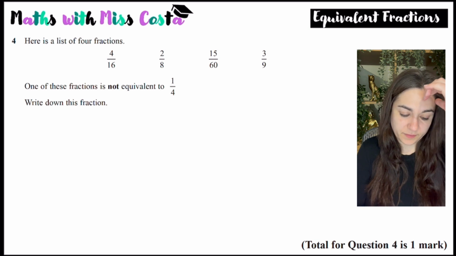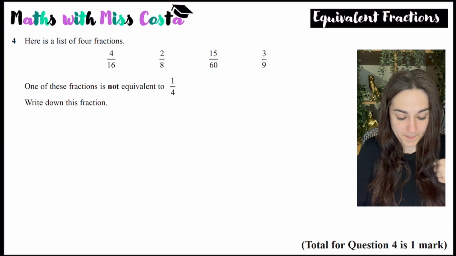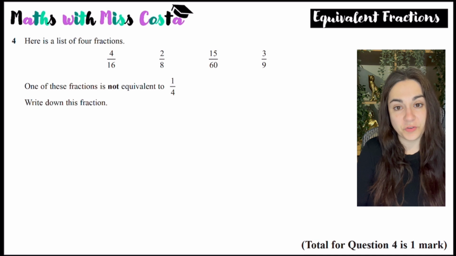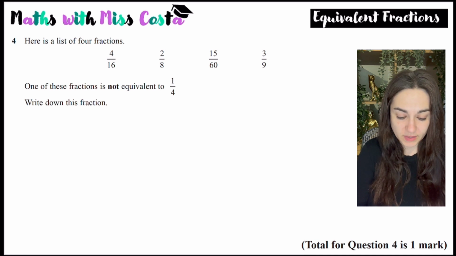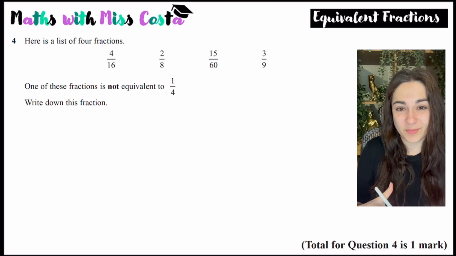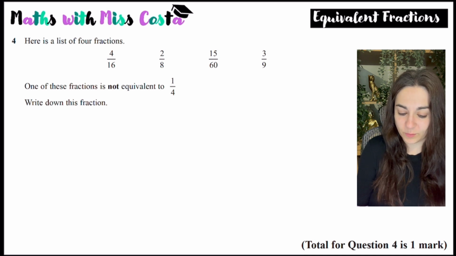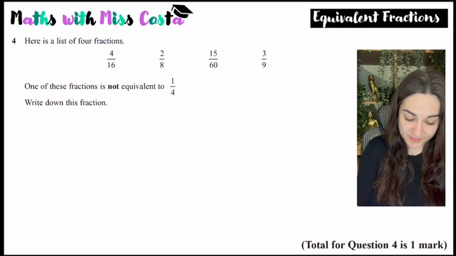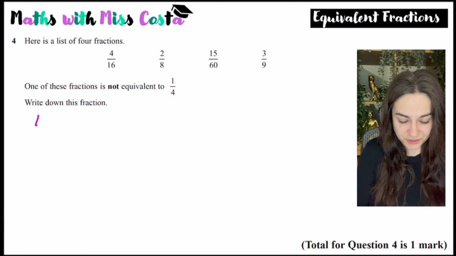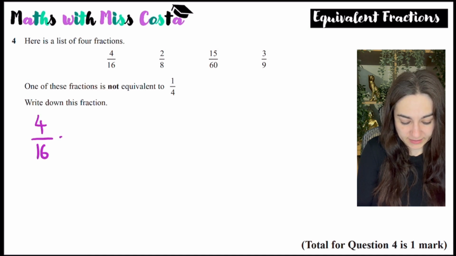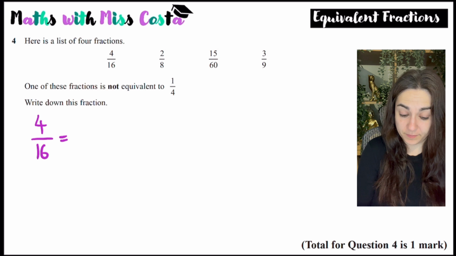Next, we have a list of 4 fractions, and we're told that one of them is not equivalent to a quarter, and to write down this fraction. So you might be able to look at them and just automatically know that one of them in particular is not going to be divisible by 4, but it's helpful to just do them all. So I'm going to see if I can simplify this to a quarter.